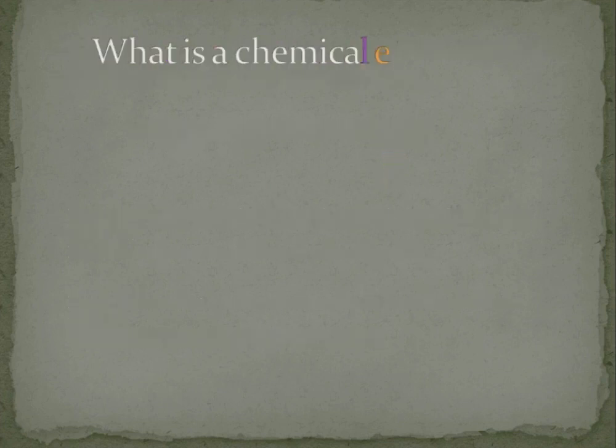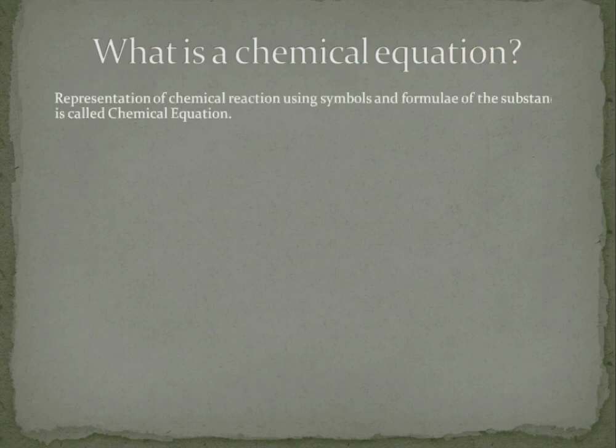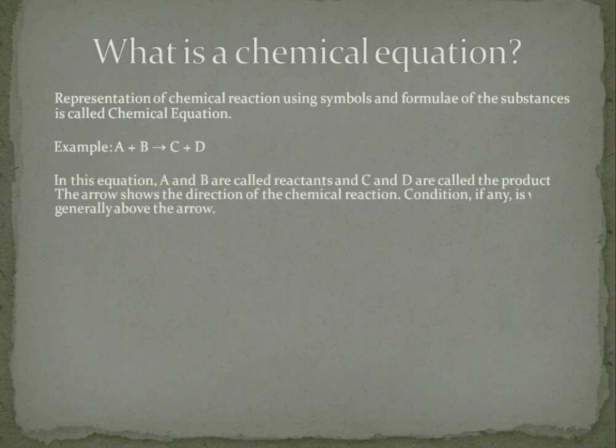What is a chemical equation? Representation of a chemical reaction using symbols and formulas of the substances is called a chemical equation. For example, A plus B gives you C plus D. In this equation, A and B are called reactants and C and D are called the products. The arrow shows the direction of the chemical reaction. Condition, if any, is written generally above the arrow.